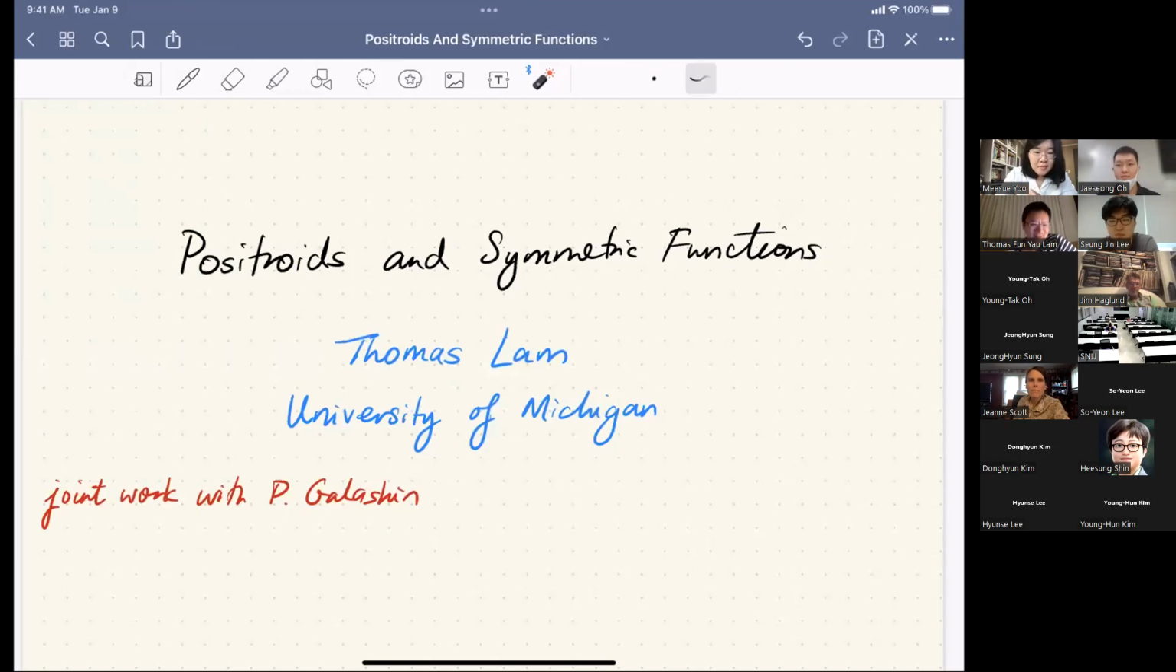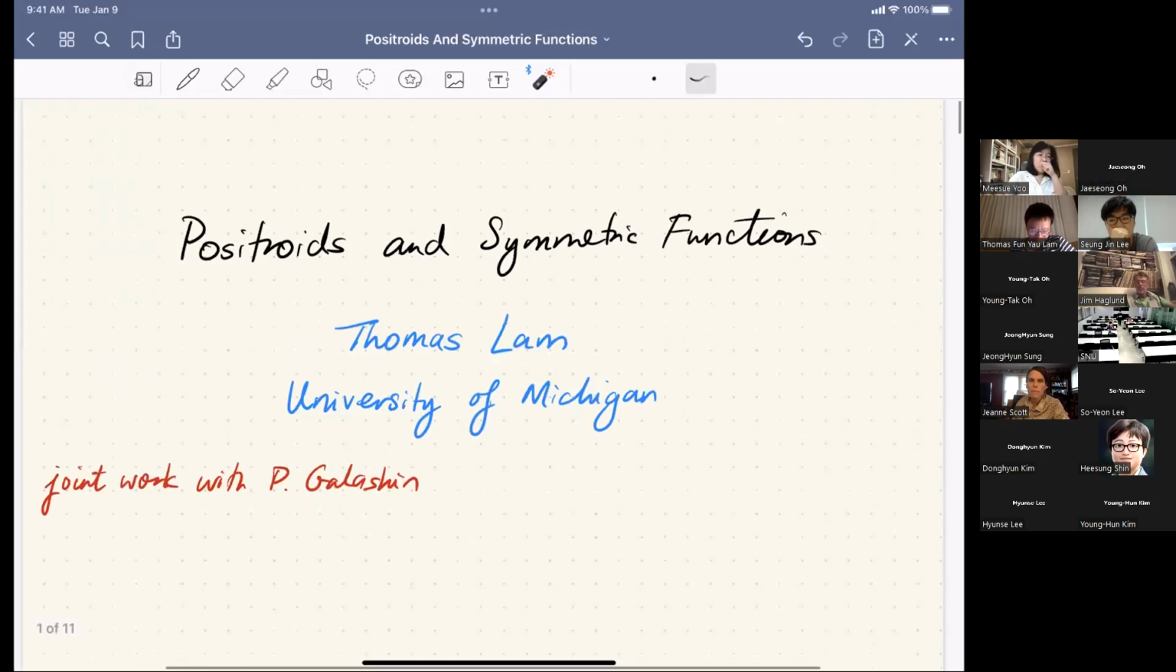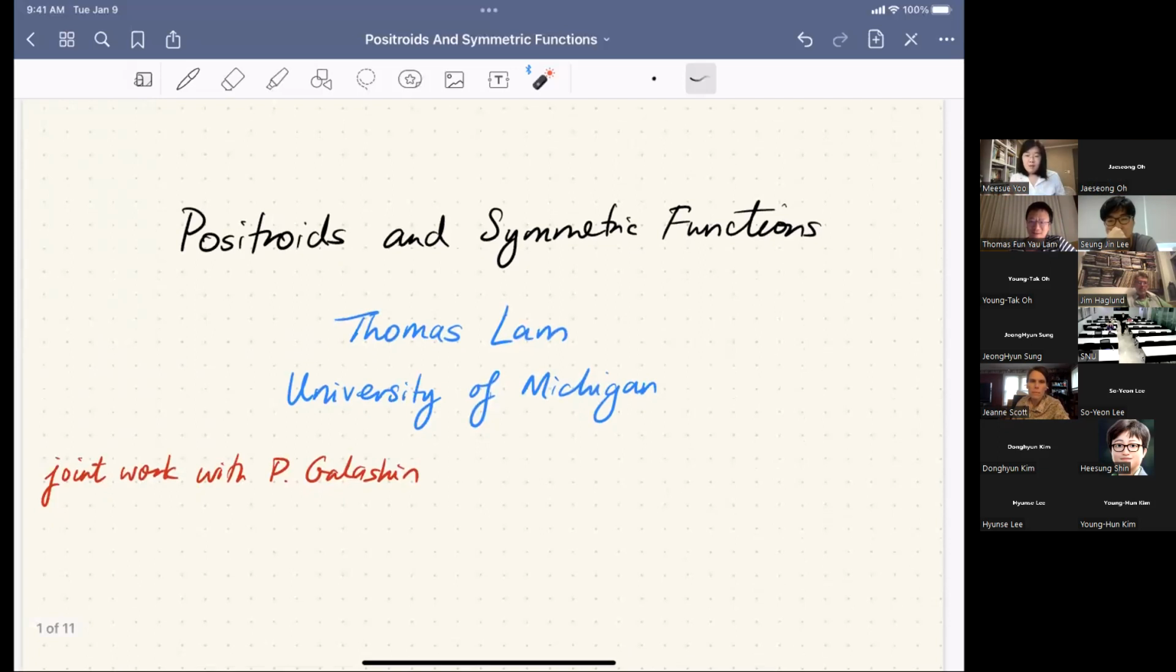Thank you for the introduction, and thank you to the organizers for inviting me to speak. I'll be talking about joint work with Pasha Galashian, which is about some symmetric functions that appear in the theory of positroids. I'm going to start by quickly saying what a positroid is, the combinatorial data that goes into a positroid.